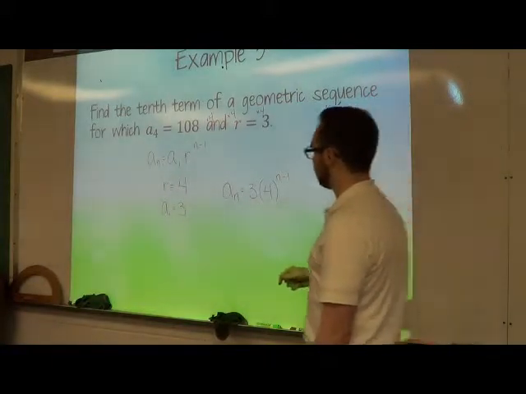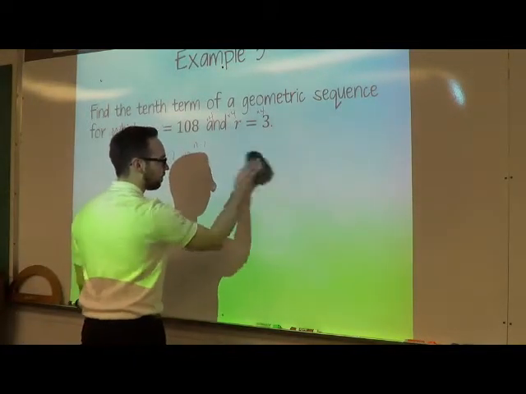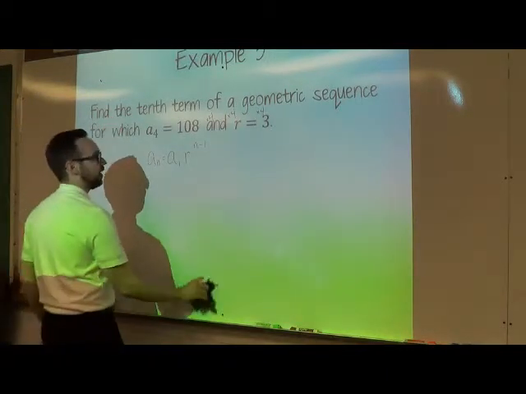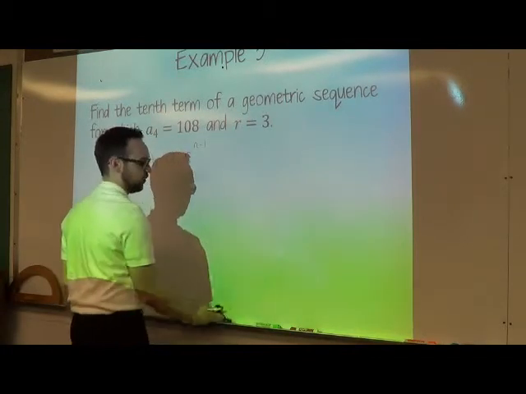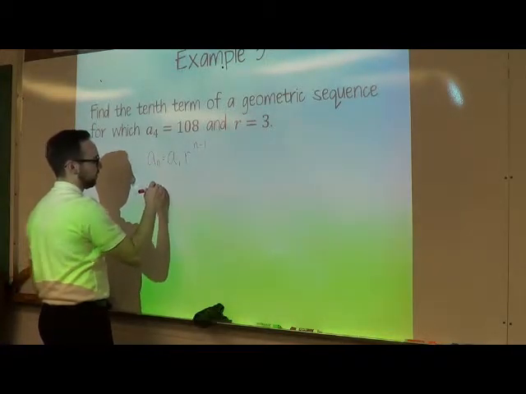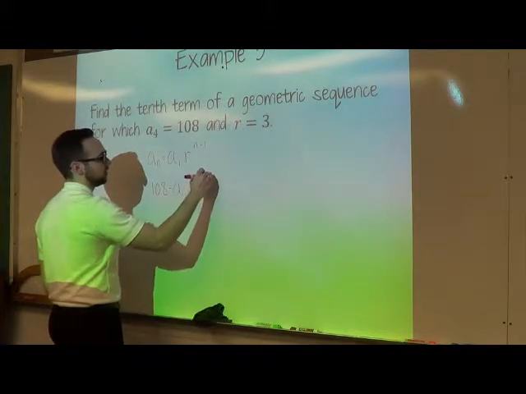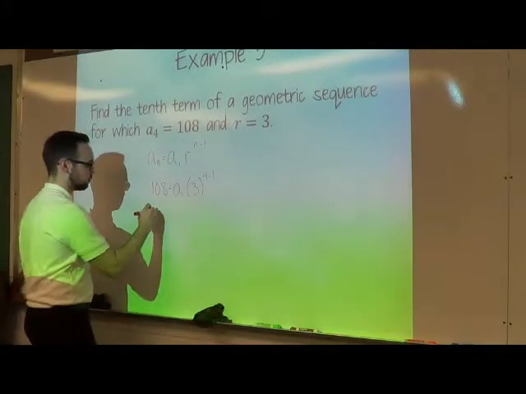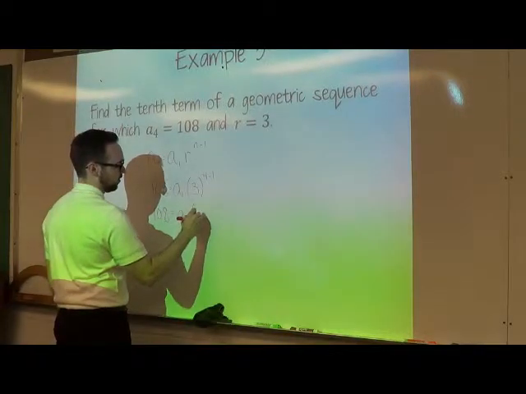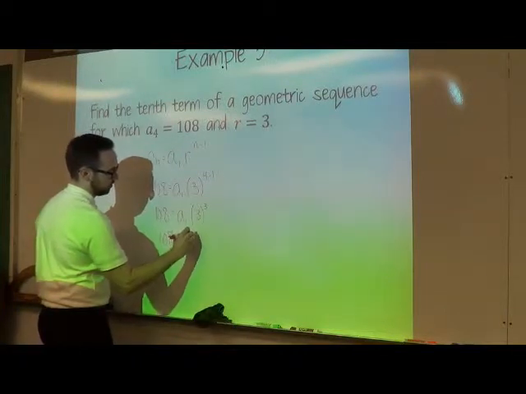Now this one's going to be a little different. We are still going to use this equation, but they want us to find the 10th term. We almost have to go back and find a sub 1 so we can use our equation, because we know what r is, but I need to know what my a sub 1 is. So we know a sub 4 is 108. So we would say 108 is equal to a sub 1 times 3 to the 4 minus 1 power. So I get 108 is equal to a sub 1 times 3 cubed, so 108 is equal to a sub 1 times 27.